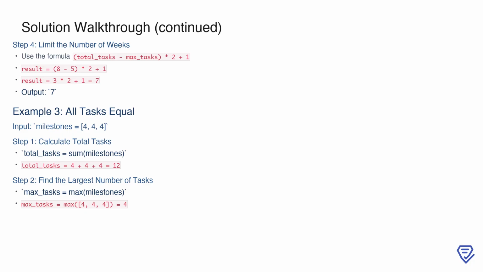Now let's look at another example where the milestones are evenly distributed. Here, the milestones are 4, 4, 4. Starting once again with the total tasks, we calculate 4 plus 4 plus 4, which equals 12. Then, we identify the largest milestone, which is 4, as all the milestones are equal.